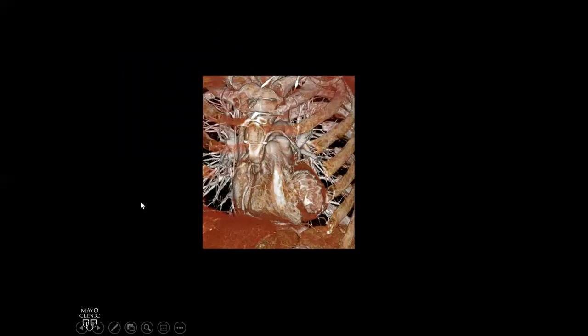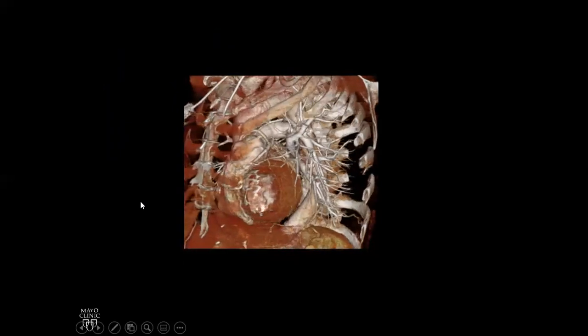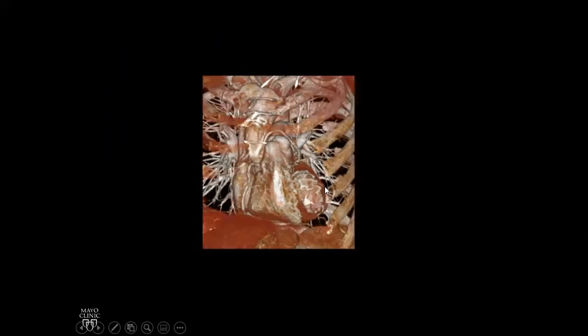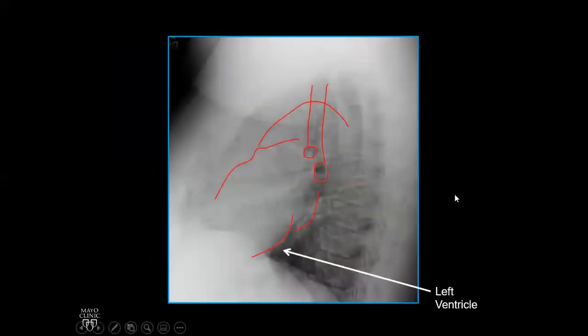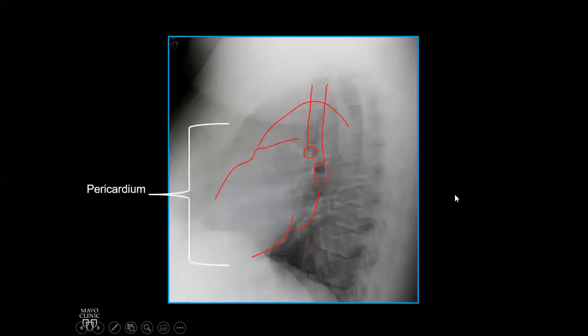And there's the front. That's too fast. We'll rotate nicely. There's the infarct. We can fill it in. And it doesn't show up so well on the frontal radiograph. So that was the left ventricle. Let's move on to the next thing, which is going to be the pericardium.